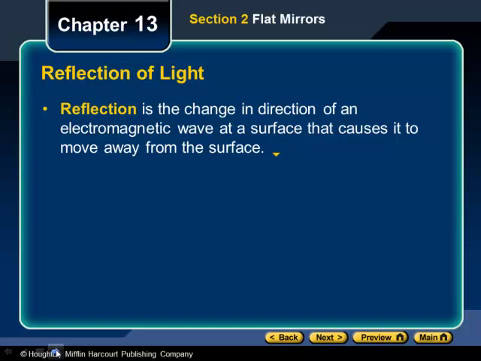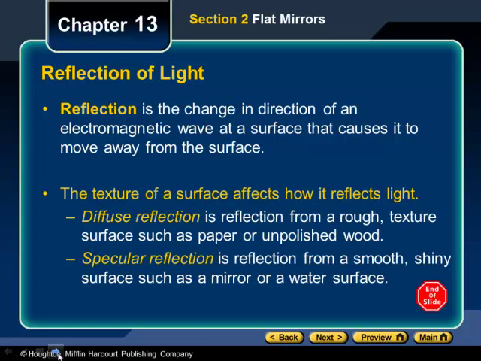First of all, reflection is the change in direction of an electromagnetic wave at a surface that causes it to move away from the surface. Now, the texture of the surface is going to affect how light is reflected. Diffuse reflection is reflection from a rough or textured surface, such as paper or unpolished wood, or even the wall.